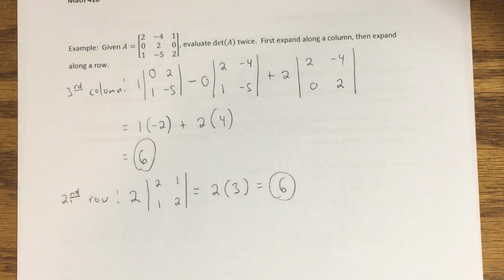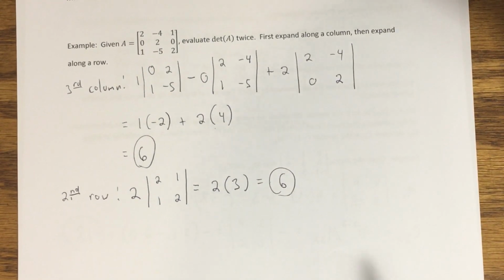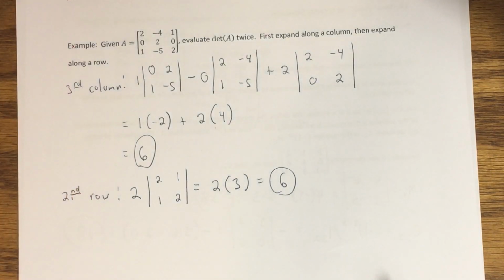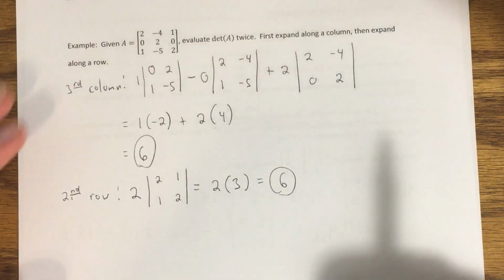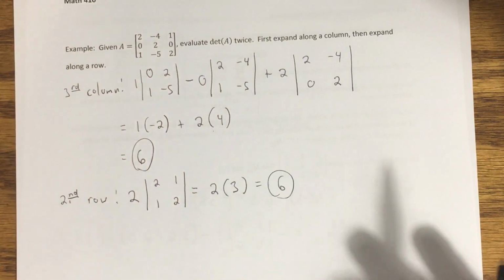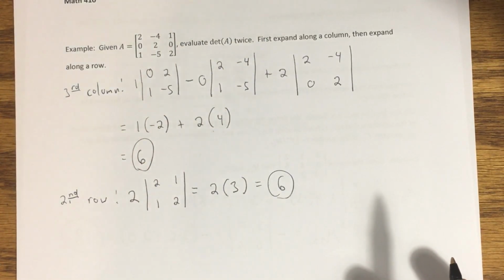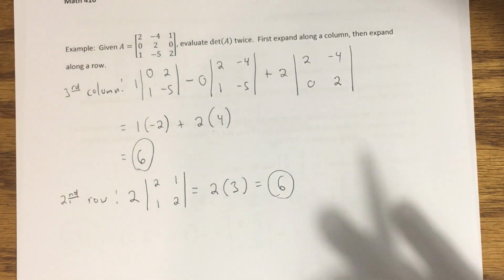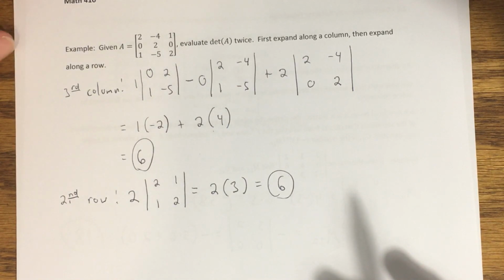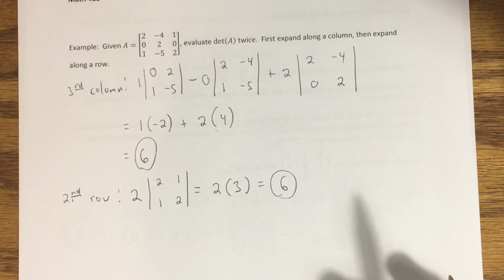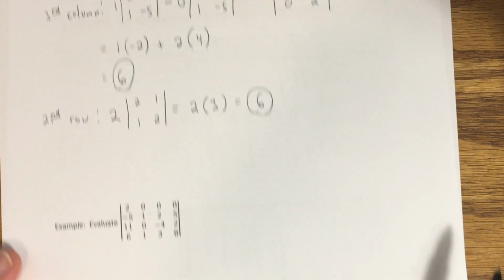Same answer, right? And that's what we were expecting to happen. That should always happen with any determinant. So for that reason, like we had said, if you have to evaluate a determinant of some square matrix, something larger than a 2 by 2, a good strategy is to look for a row or a column that has lots of zeros. Let's try and apply that in this next example.